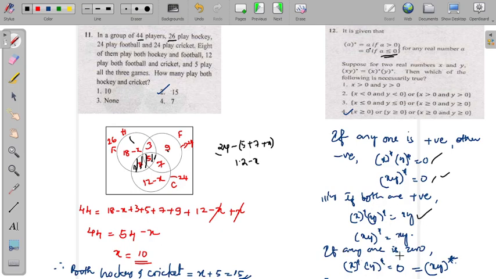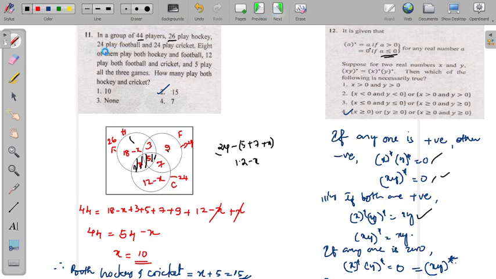Therefore, if any one is 0, definitely the left hand side and the right hand side should be equal to 0. Therefore, not just the first option, the fourth option is the answer. Either x positive or y positive or both positive, and both can be equal to 0.